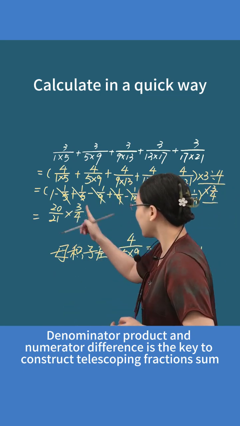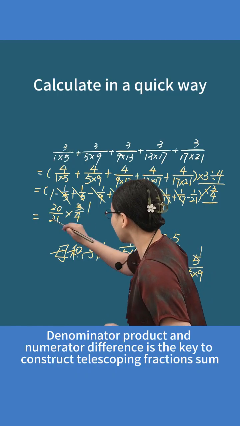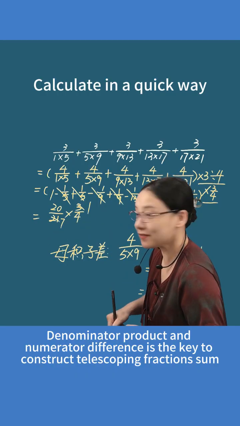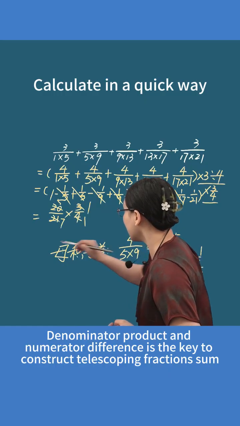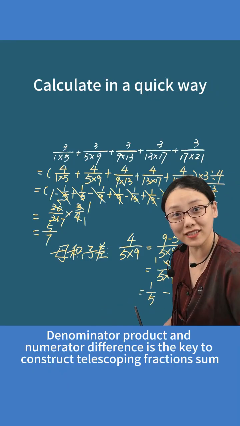Now let's simplify by canceling out. Divide both by 3, this becomes 1, this becomes 7. Now divide both by 4, this becomes 5, this becomes 1. So the final result is 5/7, right? All right, that's how we finish this problem.